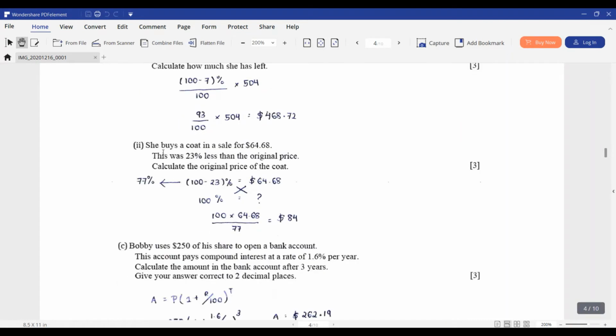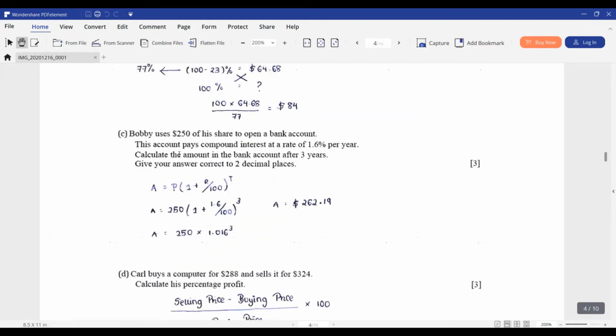Roman 2. She buys a coat in a sale for $64.68. This was 23% less than the original price. Calculate the original price of the coat. If this is 23% less than the original price, that's basically 100% minus 23%. So 77% of the original price is $64.68. If 77% is $64.68, what's 100% of the price? So we cross multiply: 100 times 64.68 over 77. You should get $84. This is the original price of the coat.